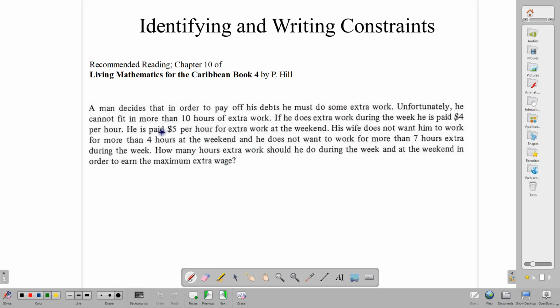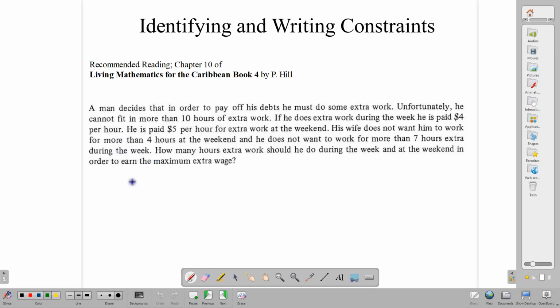Before I go any further, I want to recommend that if you can, find and read chapter 10 of this book by P. Hill, Living Mathematics for the Caribbean, book 4. It's a very, very good book at deciphering and explaining in a detailed and step-by-step way how linear programming is done. And I highly recommend that you read chapter 10 of it if you can find that book.